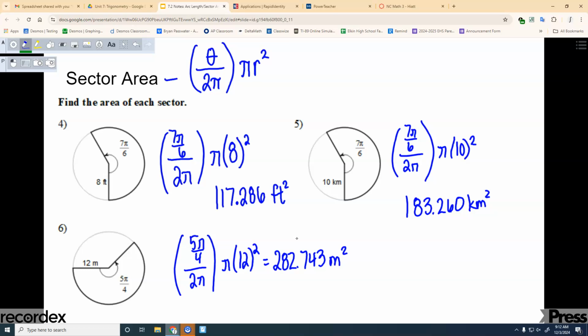Okay, I'm seeing lots of correct answers as I walk around, so that looks good. And here, oops, wrong button. Here is what you should have. So number 5, you should get 183.260. That's a little tricky round, and it rounds up to 6. And then 282.743 for the second one.